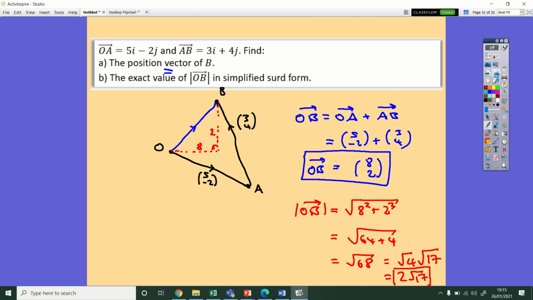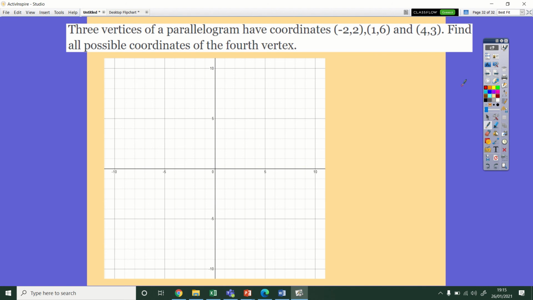Right, finally then, some questions might have more of a geometric aspect to them, so you might definitely want to draw a sketch for these, particularly if it's a shape that you need to be recognizing. So you've got 3 vertices of a parallelogram. The coordinates are given there: -2, 2; 1, 6; and 4, 3. Now we want all possible coordinates of the 4th vertex of the parallelogram. Now when it says all possible, that's going to probably suggest to you that there's more than one possible answer, as we're going to see in a second when I draw these on.